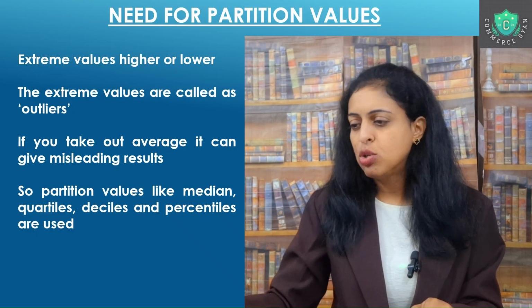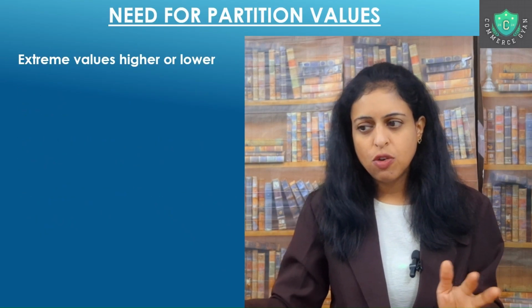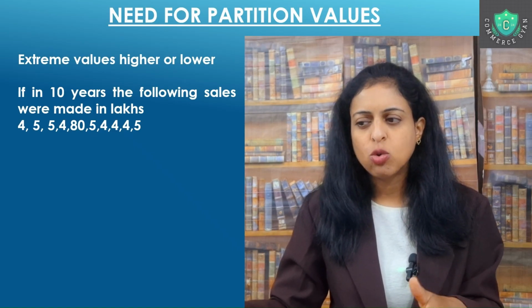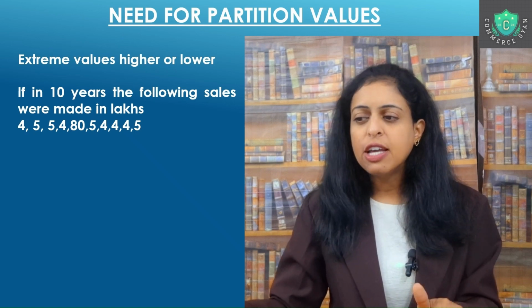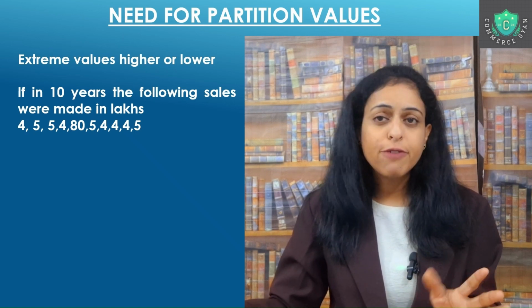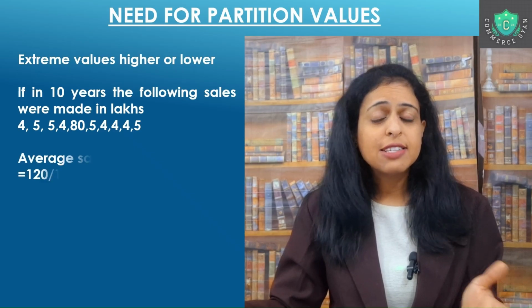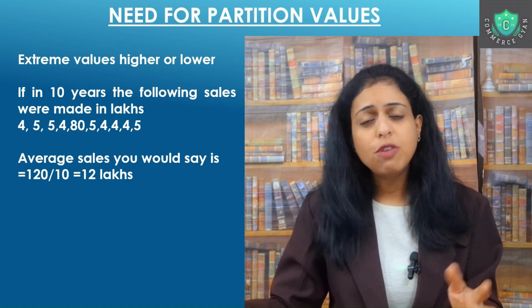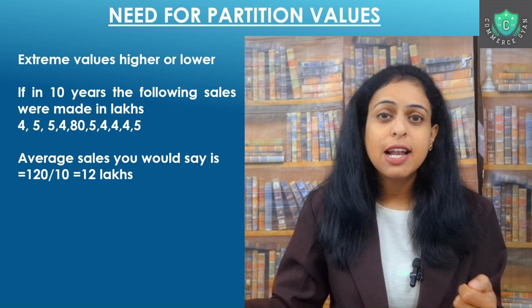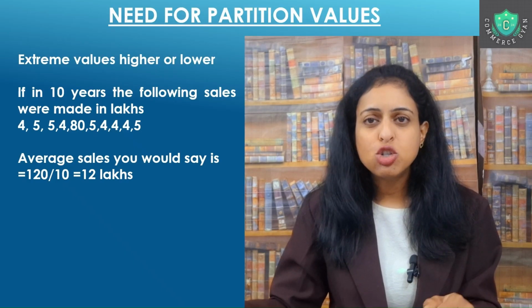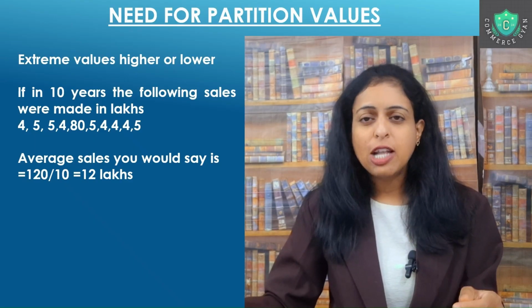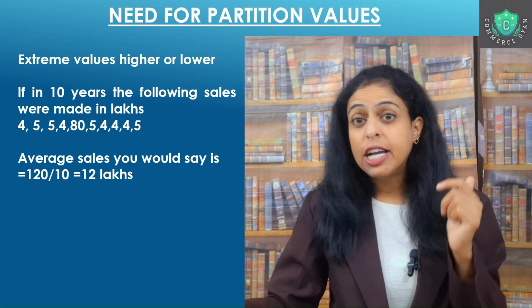So we'll take an example to understand this. Take the values of sales for the last 10 years, in lakhs: 4 lakhs, 5 lakhs, 5 lakhs, 4 lakhs, 80 lakhs suddenly, then again 5 lakhs, 4 lakhs, 4 lakhs, 4 lakhs, and 5 lakhs. This is our 10 years of sales data. Now if I ask what the average sales in the last 10 years is, what would you do? A simple average takes the total of all the values, 120, divided by 10 years, and we get 12 lakhs.